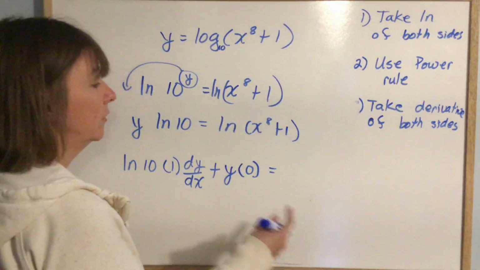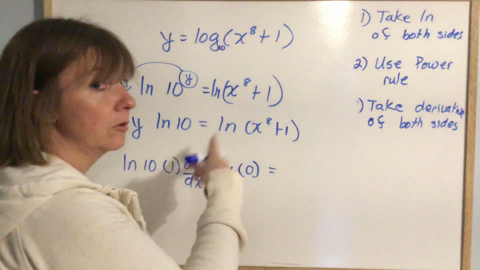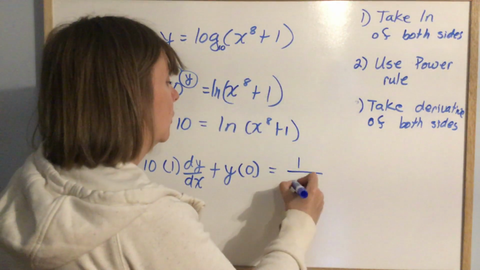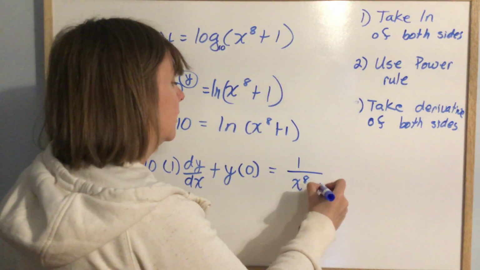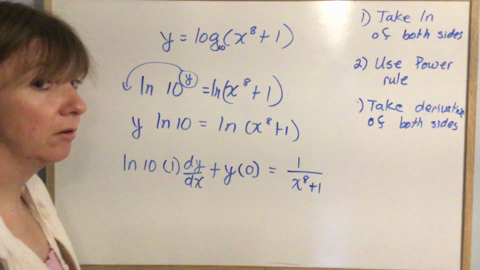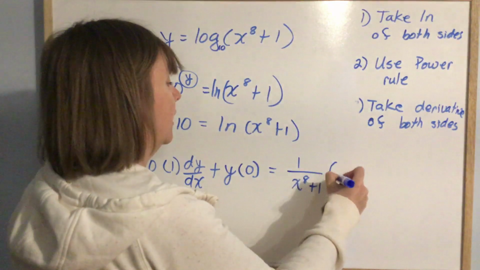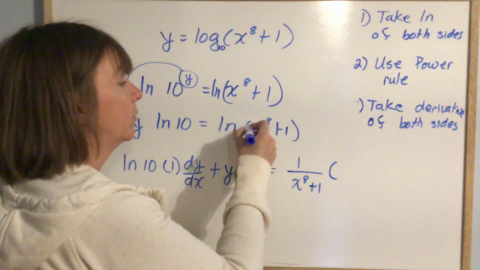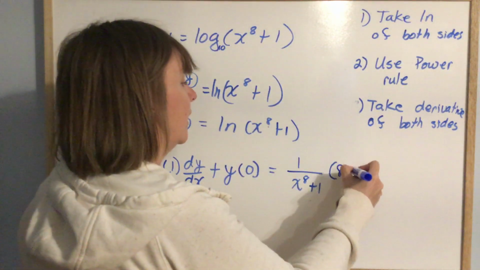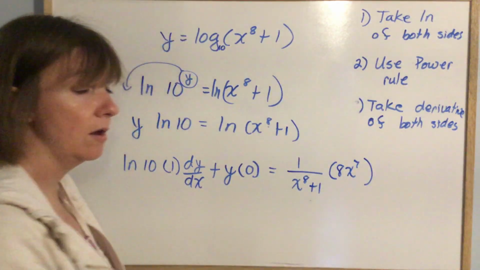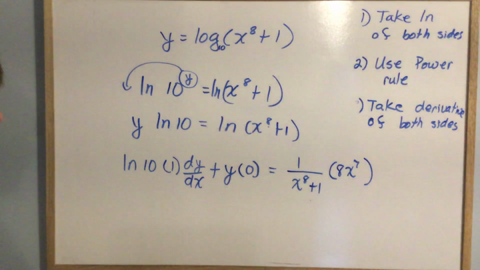That's equal to, all right, so over here, the derivative of ln is 1 over whatever I'm taking the ln of, which is x to the 8th plus 1. Then I have to take the derivative of x to the 8th plus 1. Well, I'd bring the 8 down in front. I would have 8x to the 7th, and the derivative of 1 is nothing, so I just have 8x to the 7th. So let's clean this up a little bit.